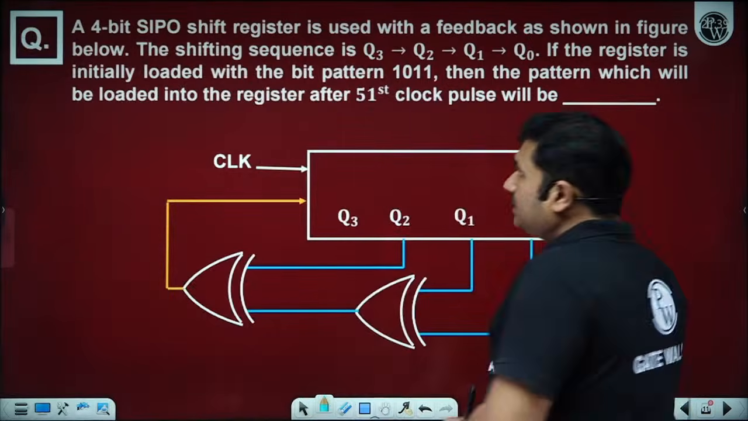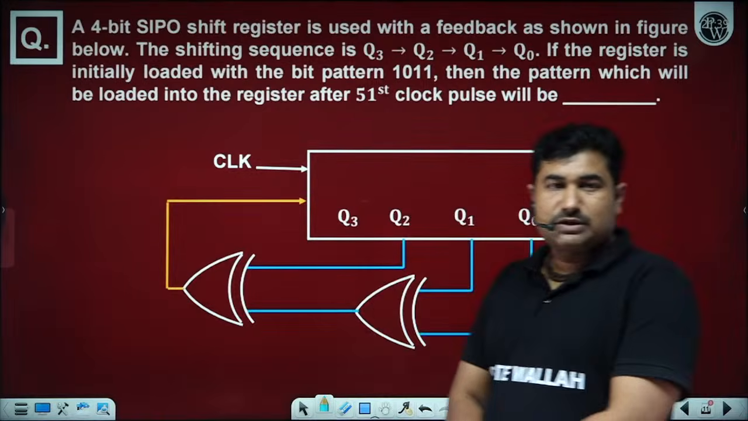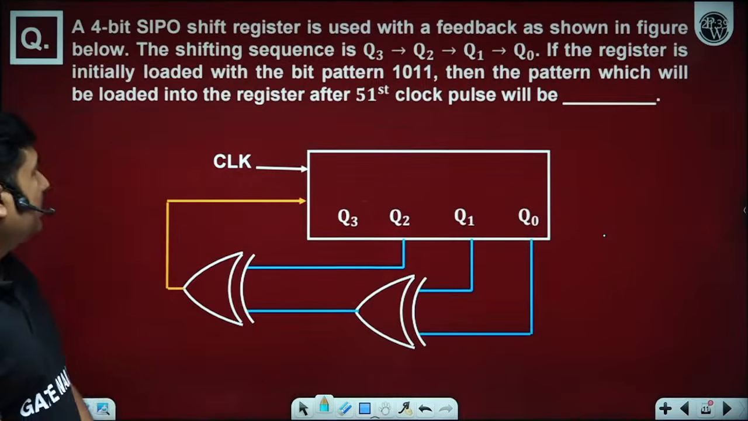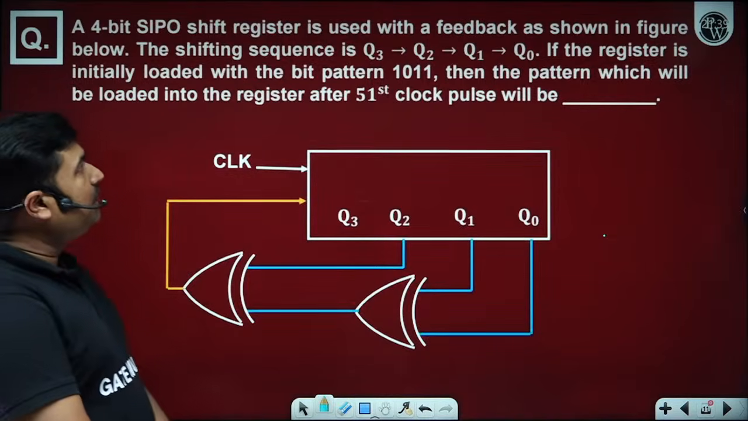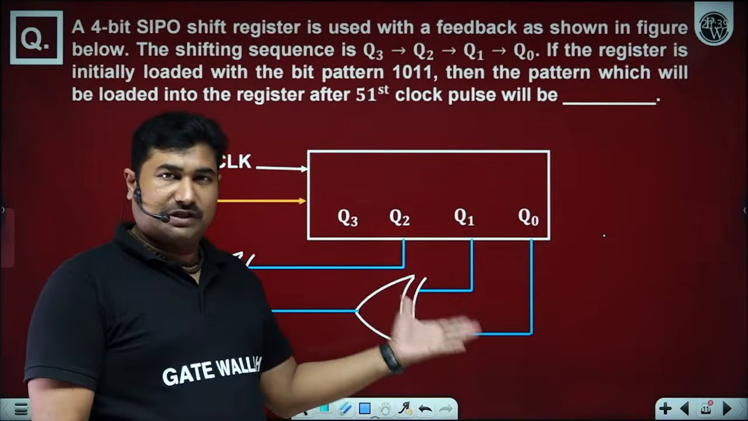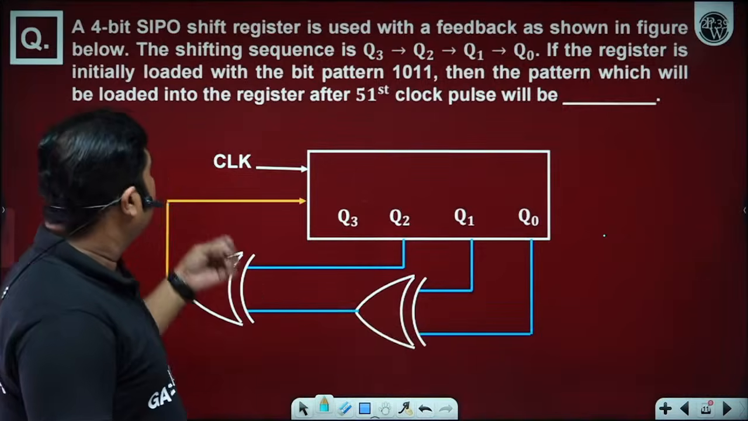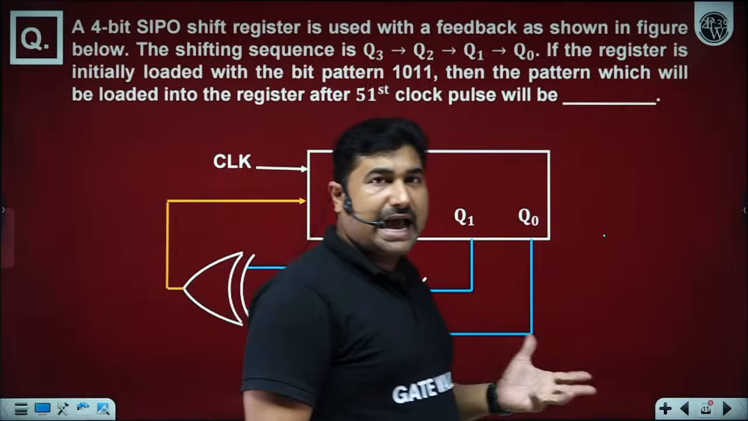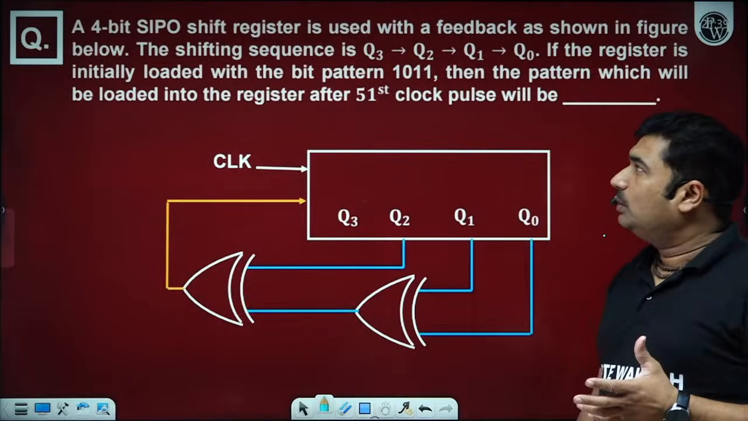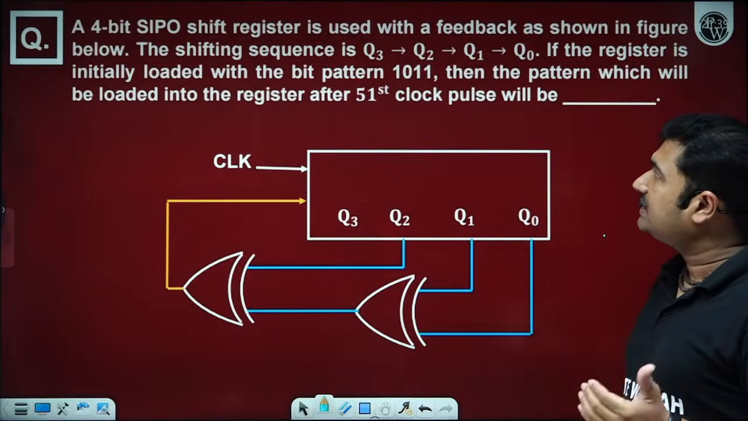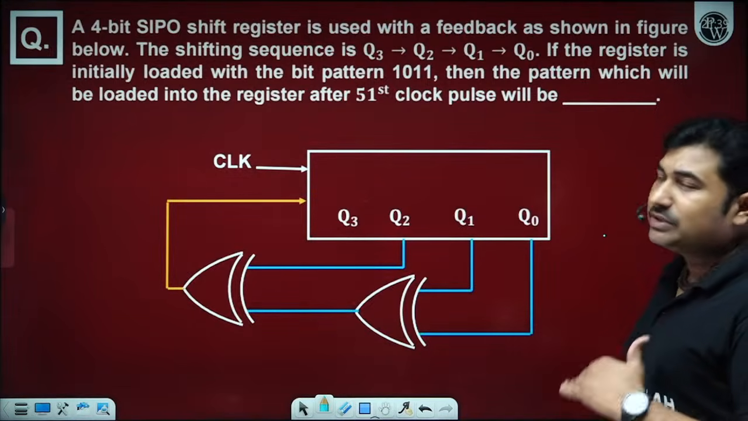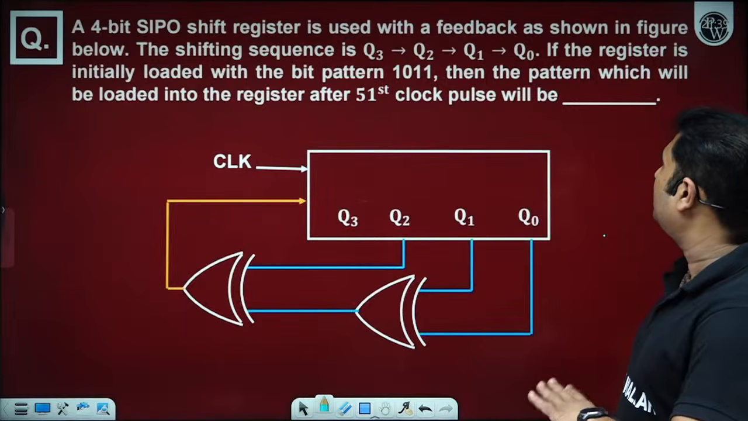So, please observe this question. Please observe this question and try to answer in the comment. A 4-bit SIPO shift register. I will guide you through the first question. Please observe. A SIPO shift register is used with a feedback as shown in the figure below. The shifting sequence is Q3, Q2, Q1, Q0. It indicates the data is shifted from Q3 to Q2, Q2 to Q1, Q1 to Q0.